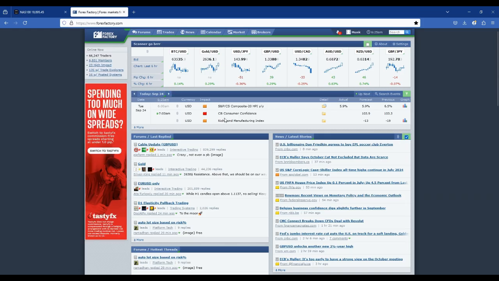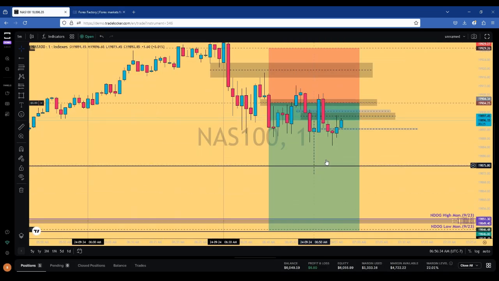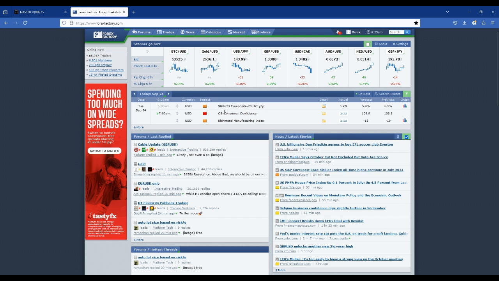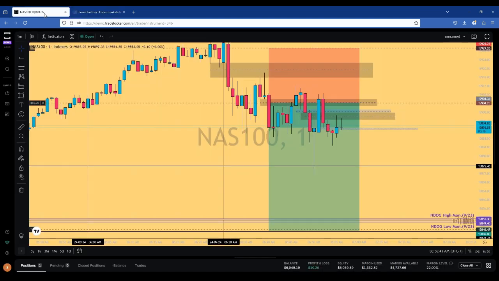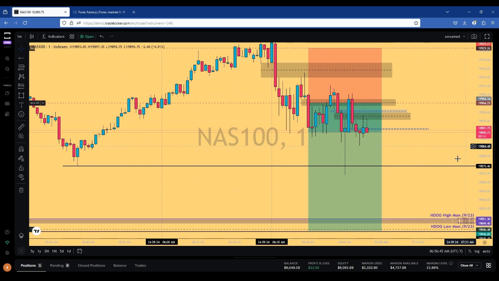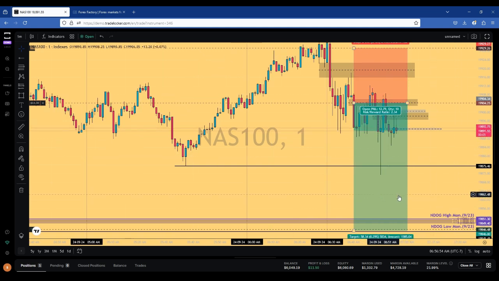Now, if it was a certain news event, like FOMC or non-farm payroll, then I would have definitely closed my trade down here at this first take profit. Since it's CB consumer confidence and this orange folder, it's not one of the worst news events. It could still make price come back up, but I'm not as worried about it. So I'm just gonna leave my trade and let it play out.